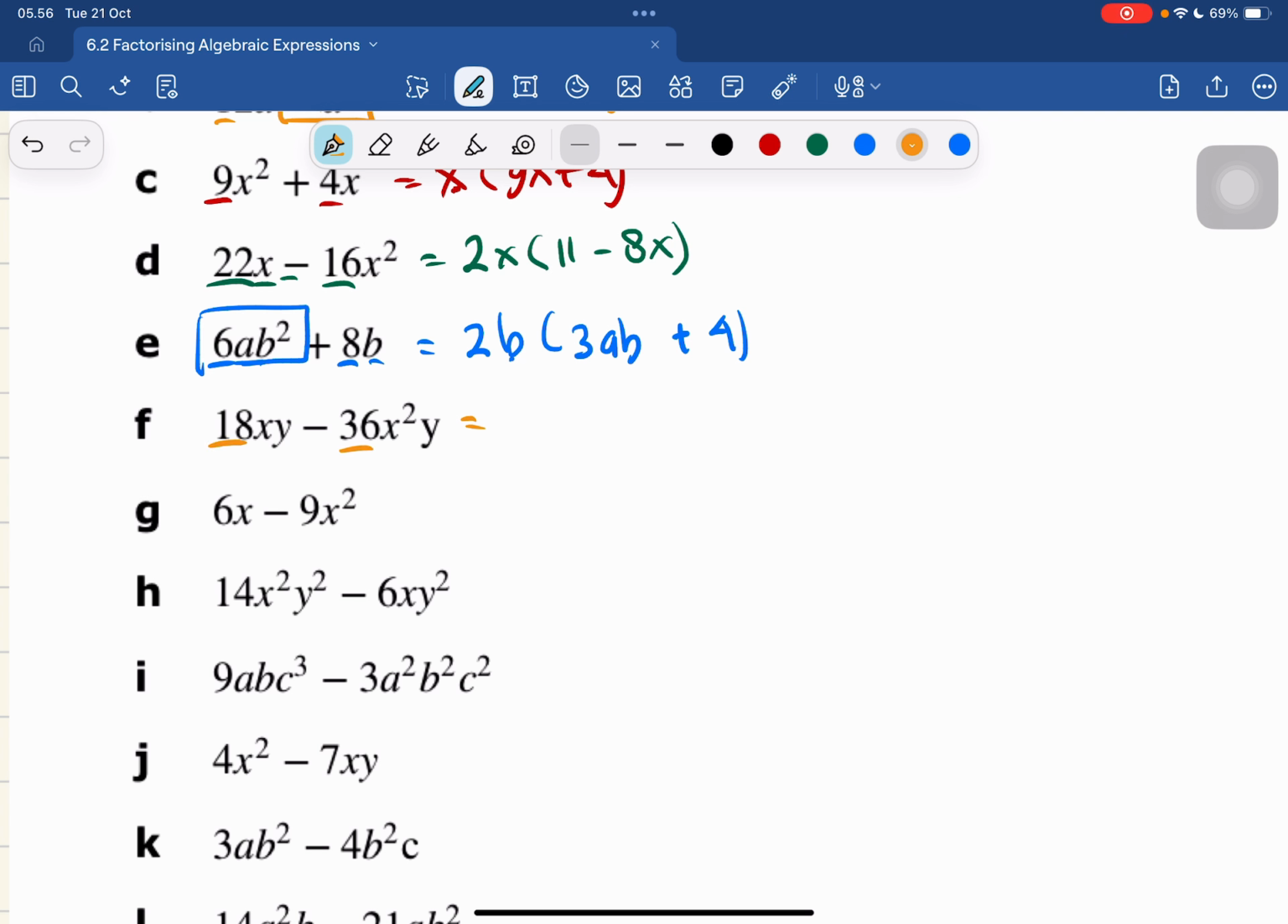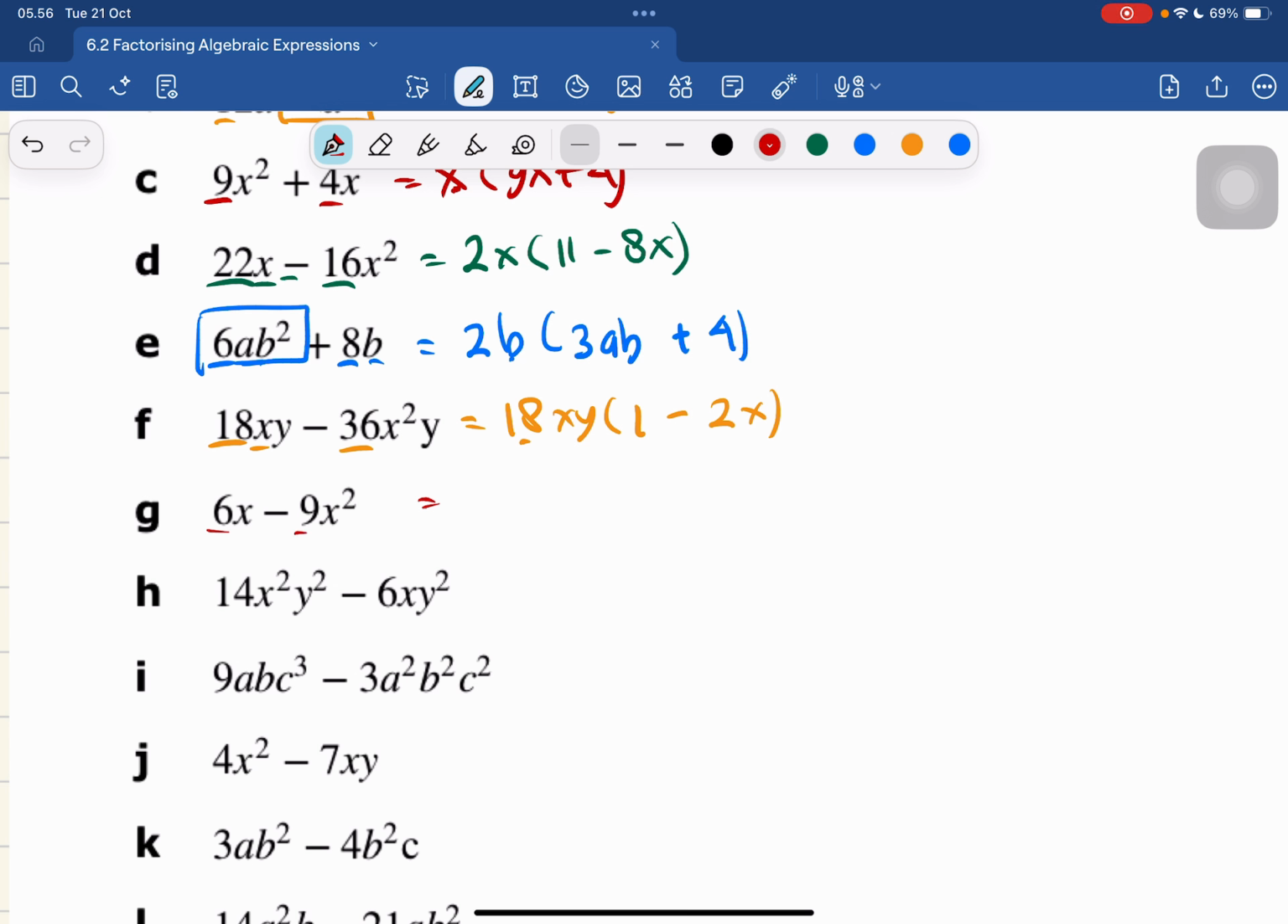18 and 36, so the highest common factor is 18. So look at the letter xy, so this is xy. So 18 times what number to make it 18 is 1, xy is already what, so we can write it as 1. So this is 2 for the number, xy, so we just need to multiply it by x to make it x squared y.